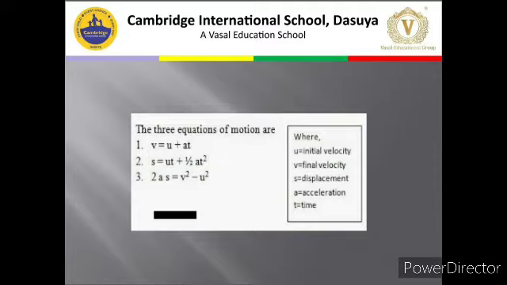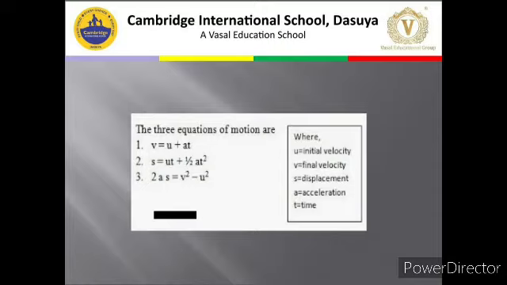So we have the first equation of motion, that is v is equal to u plus at, where v is final velocity, u is initial velocity, a is acceleration, and t is time. Now how this formula is made, how we derived this, we are going to do that. Fine, that is coming under derivation.